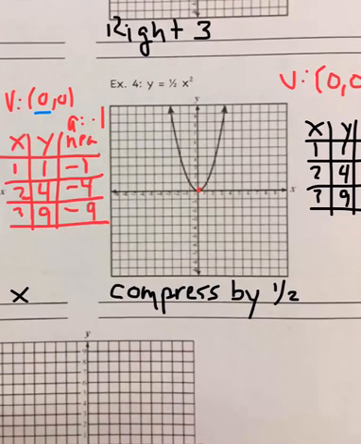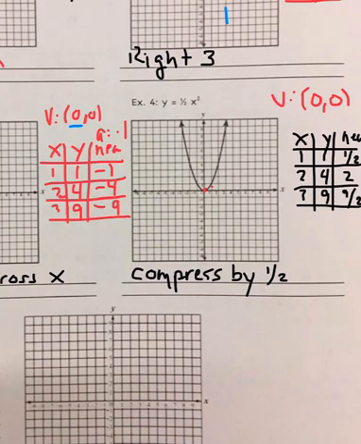Now when I move right 1, I'm only going up 1/2. When I move right 2, I'm only going up 2. And when I move right 3, I'm only going up to 4.5. So my graph is going to look something like this. It's a little bit wider. My axis of symmetry is still along x equals 0. And so then I can just match my points. So it gets a little bit wider.